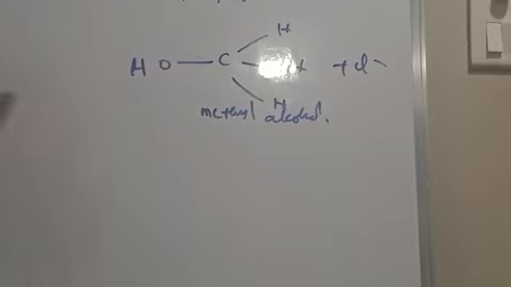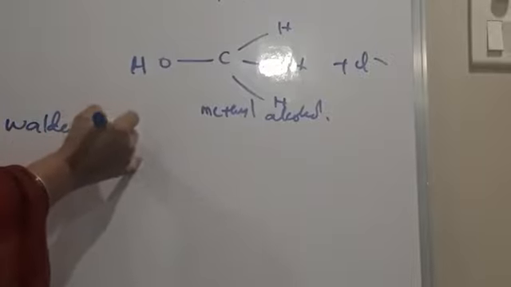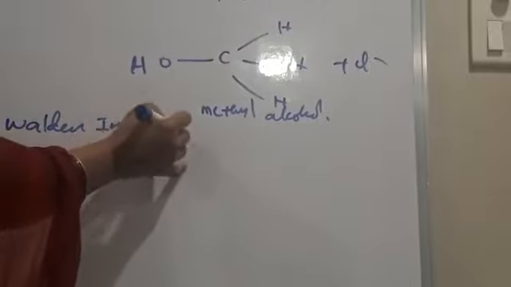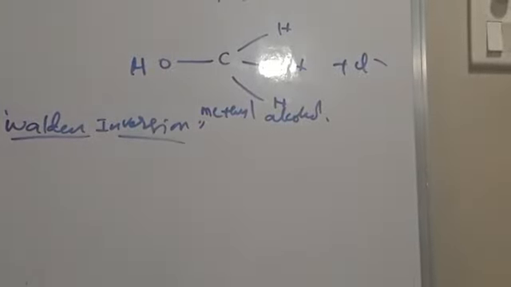This type of inversion is called Walden inversion. So we observe Walden inversion. We get the final compound with inverted configuration, and this inversion is called Walden inversion. So inversion of configuration is observed here.